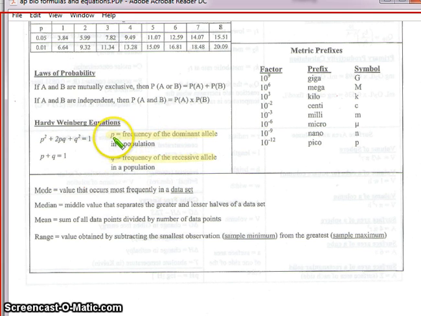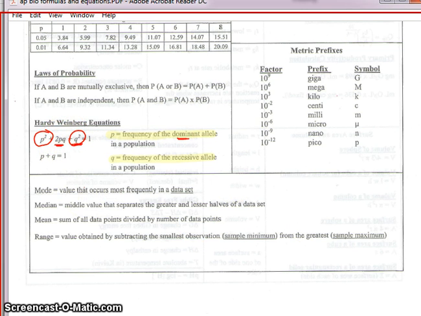I know a lot of times my students get the terms allele and genotype mixed up, but the equation sheet tells us right here that this is the allele. So from that I can remember that P was dominant. Q squared would be the homozygous recessive genotype, P squared would be the homozygous dominant genotype, and 2PQ would be our heterozygous genotype.